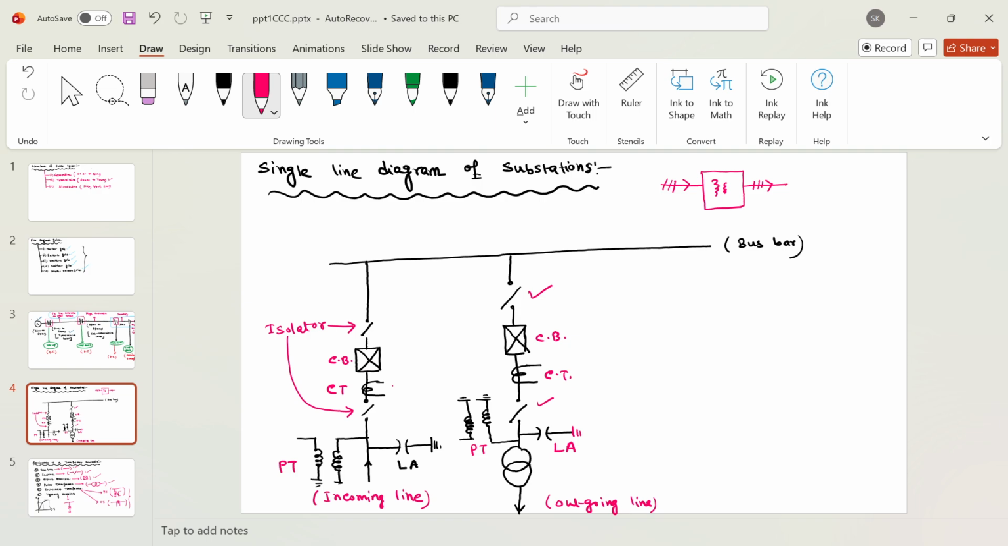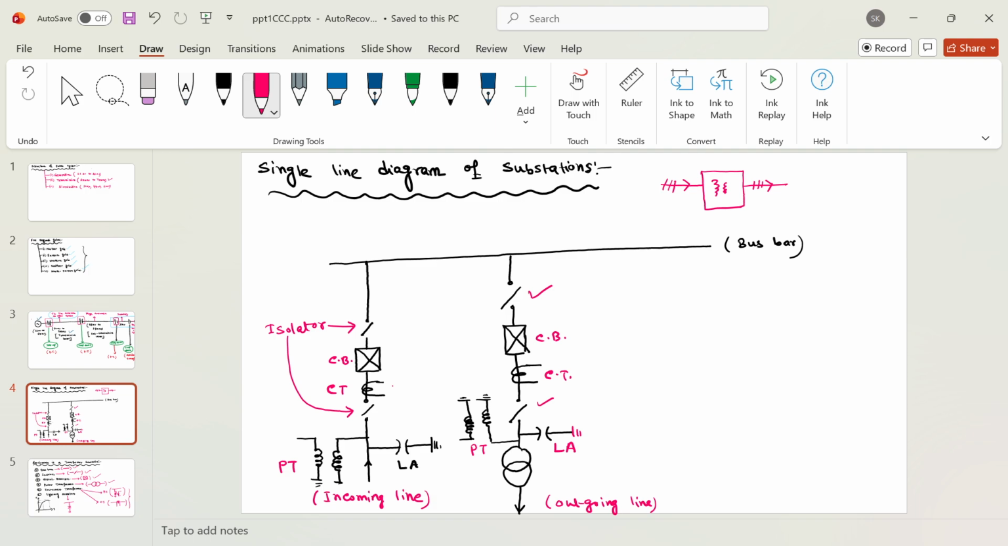You can have multiple bus bars in a substation. You can have a single bus bar with multiple sections. There will be several scenarios, and depending on the voltage level, power levels and all, the single line diagram may vary, but this will be the core functionality. There will also be some earth switches and all, capacitor CVT, and coupling transformers. So many equipments will be there, but these are the essential equipments required in a substation.